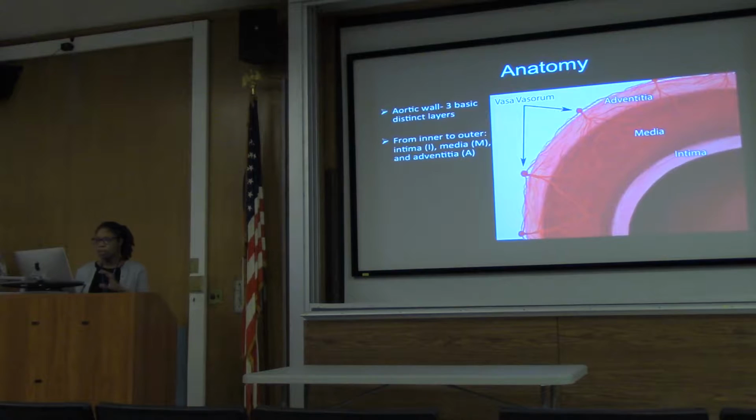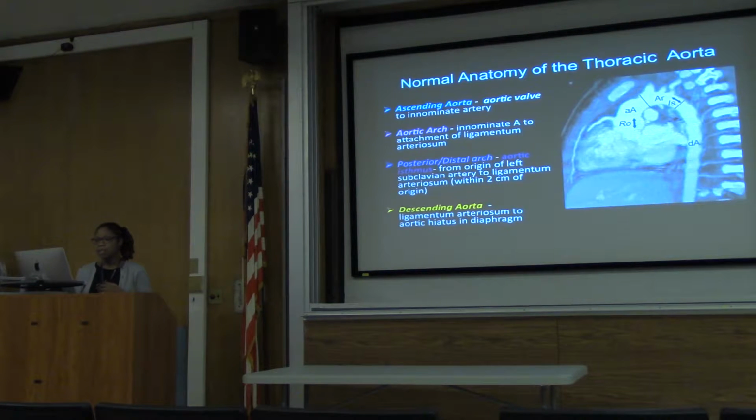Okay, so we're just going to talk briefly about the anatomy of the aorta. As you know from medical school, very basic histology, we have three layers, going from inner to outer: the intima, the media, which is the muscular layer, and the adventitia. In terms of the anatomy of the aorta, which becomes very important, particularly when you're talking about acute aortic syndrome, it is important to know the different regions of the aorta.